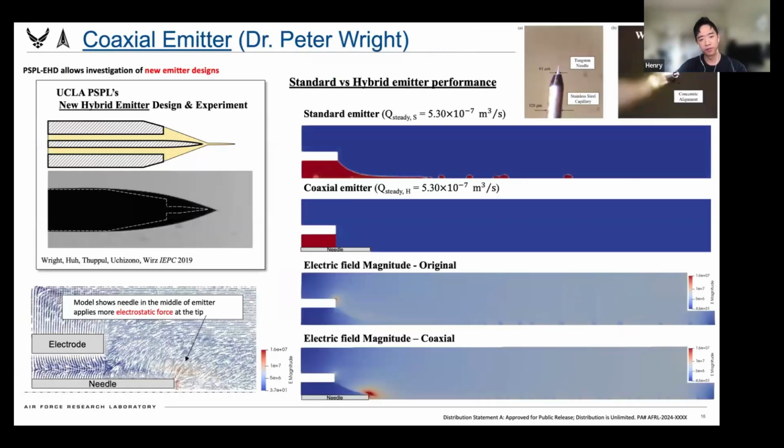And this is a fun topic in our lab. Dr. Peter Wright came up with the idea of a coaxial emitter, where we can introduce a needle inside the emitter. That allowed us to have a higher charge density at the tip of the needle, which applies more electrostatic force and gives better performance. So we modeled that coaxial emitter and we patented it, and a lot of people in the community really liked this idea.